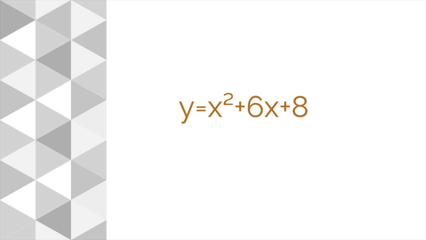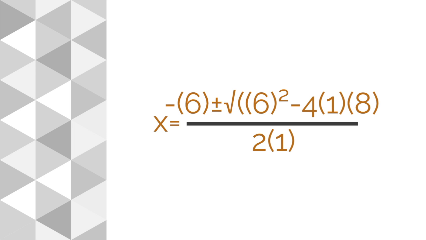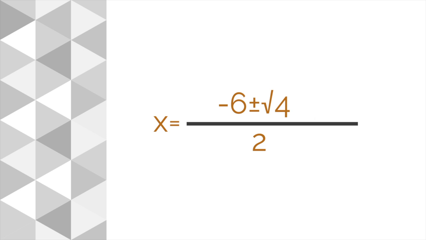Let's take the equation that we just talked about before, x squared plus 6x plus 8. The base form of a quadratic equation is ax squared plus bx plus c, and we just need our a, b, and c values. Well, our a value would be 1, our b value would be 6, and our c value would be 8. Let's plug this into the formula. Doing this gives us negative 6 plus or minus the square root of 36 minus 32 over 2. We then simplify this into negative 6 plus or minus the square root of 4 over 2, which is negative 6 plus or minus 2 divided by 2.